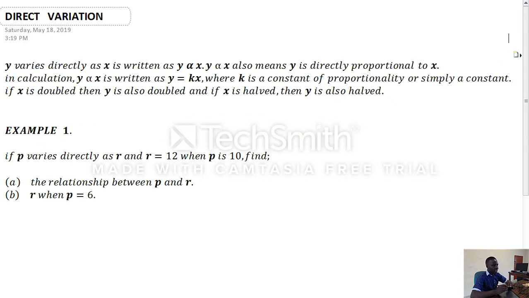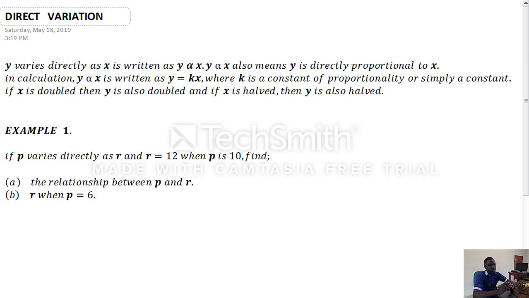Okay, let's look at direct variation, which is one of the classifications of variation. A direct variation is a relationship between two or more quantities, whereby an increase in one quantity leads to a corresponding increase in the other quantity, or a decrease in one quantity leads to a decrease in the other quantity. I'm going to give you some real-life examples and show you how you can calculate that. Now let's look at what we have on the board.